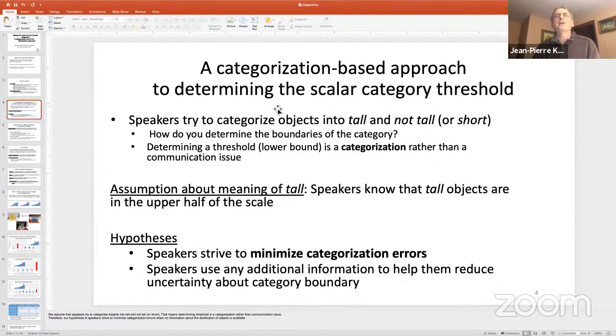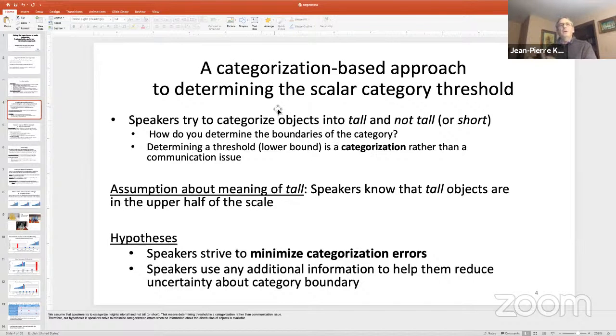Now, our approach, as I mentioned, is categorization based, which is that we assume that what speakers are trying to do when categorizing objects is to divide the objects into two categories, tall and not tall. In some tasks, it would be tall and short, but for our set of experiments, it's going to be tall and not tall. And then they have to make a decision on the determination of the boundaries. And therefore, that the determination of the threshold is a categorization issue rather than a communication issue.